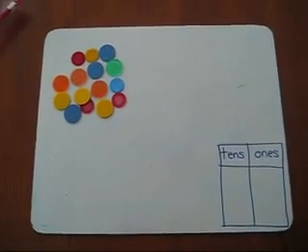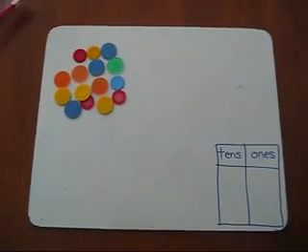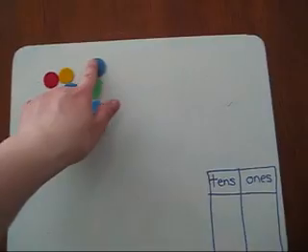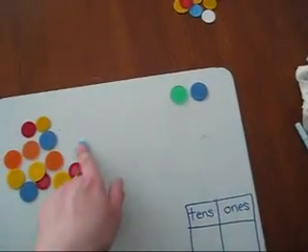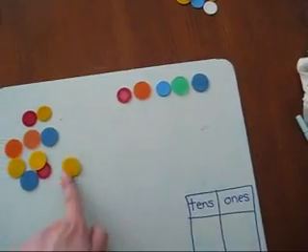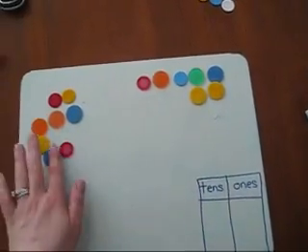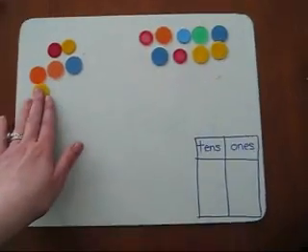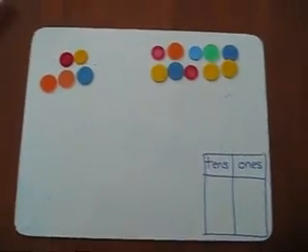First, what we're going to do is put these counters into a group or groups of 10. So we're going to make a group of 10. 1, 2, 3, 4, 5, 6, 7, 8, 9, 10. There's one group of 10.